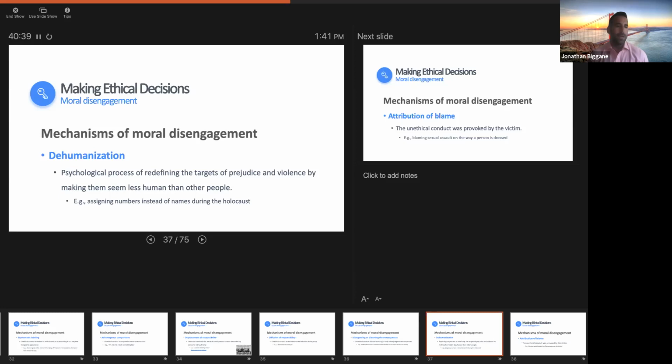We see this a lot with people talking about immigrants, for instance. So dehumanization: people might call someone an illegal who is an asylum seeker, who has legal rights to be here, or they might use different terms that have a negative connotation to make them seem less equal to themselves. And this is something in the Holocaust, for example.